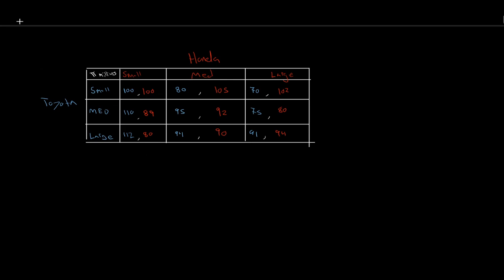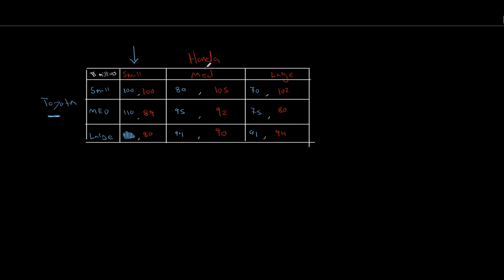To begin, again, just preference, you could start with any player. I tend to like to start with my row player. And so to keep in mind how I do that, for my row player, I fix my column player strategy. So I say, okay, as Toyota, for sure Honda is going to go small. If for sure Honda is going to go small, well, what are my options? I could get 100, 110, or 112. Oh, well, between those guys, 112 seems like the best to me. So, okay, I'm going to go large. If Honda goes small, I go large.